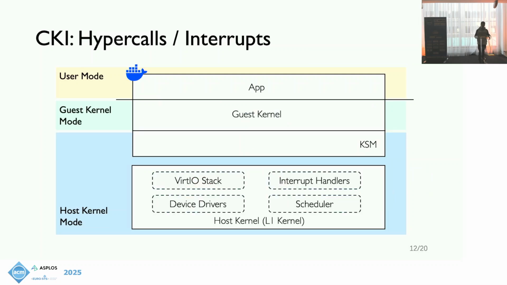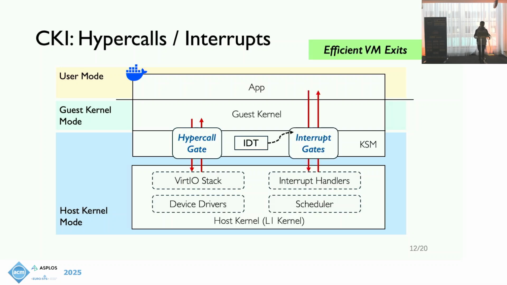CKI also offers a hypercall gate for each secure container to invoke the functionalities in the host kernel, such as sending virtio commands. External interrupts that occur during the secure container's execution are redirected to the handler in the host kernel to avoid denial of service attacks. These two kinds of gates are both efficient as they directly switch the context between the guest kernel and the L1 host kernel without trapping to the L0 kernel.